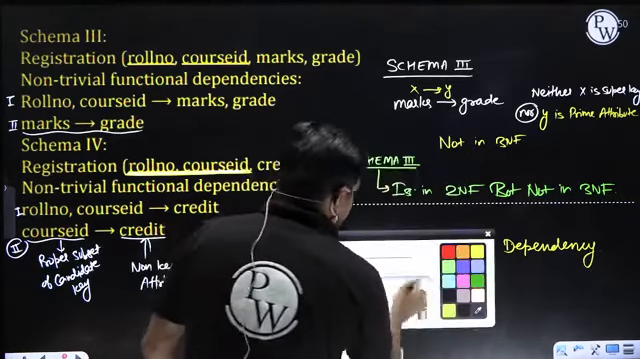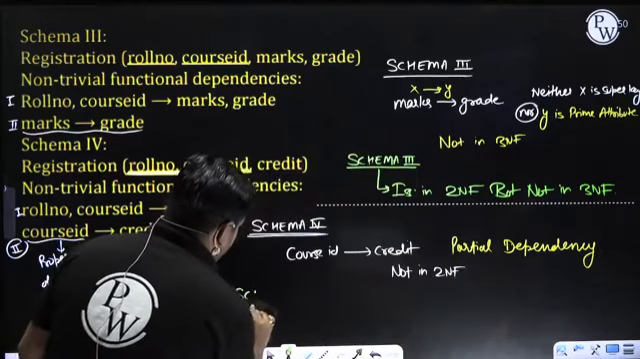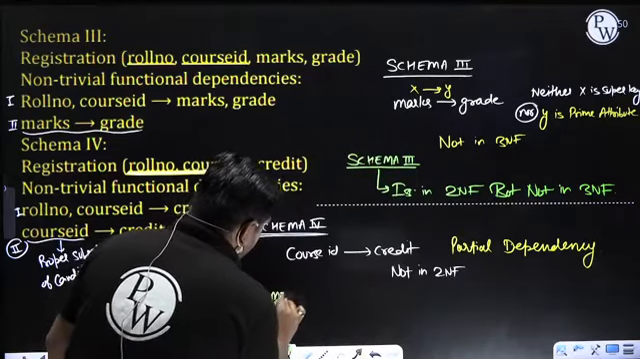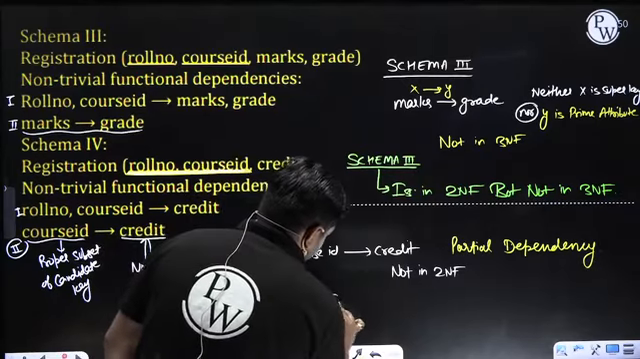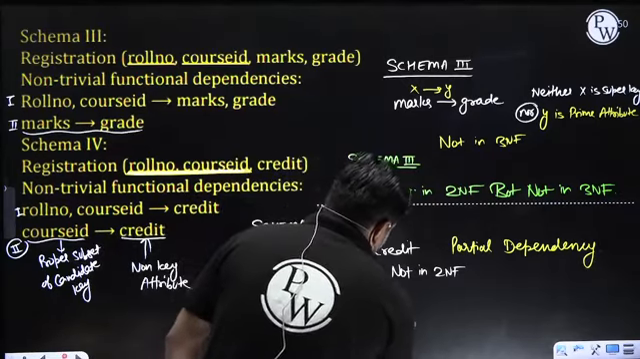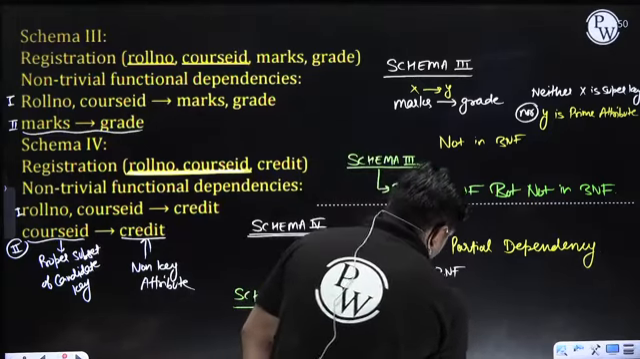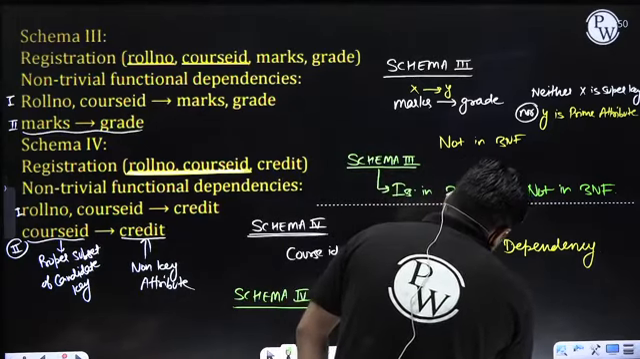So we can conclude for schema 4, schema 4 is in 1NF but not in 2NF.